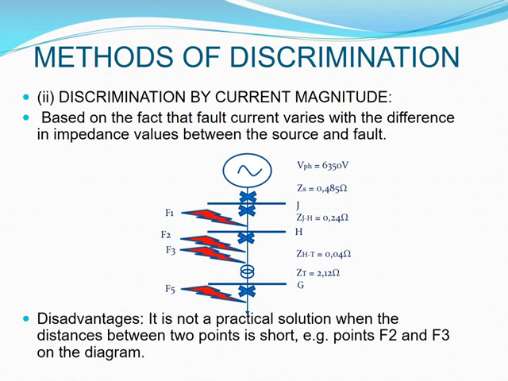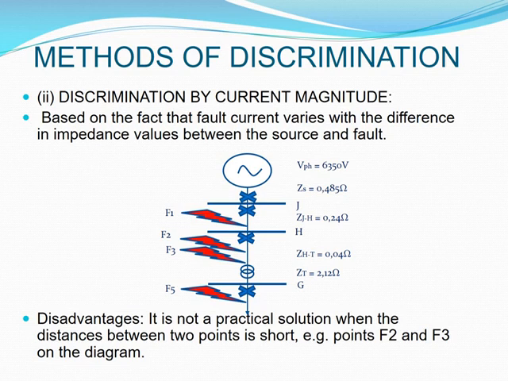Looking at the first fault, which is F1, you can see that the impedance we need to consider would be the impedance of your source, which is 0.485, and then the impedance between J and H. But unfortunately for us, the fault is not after H, so it would not be that entire impedance of 0.24. It would be some percentage of that impedance that we would get at F1.